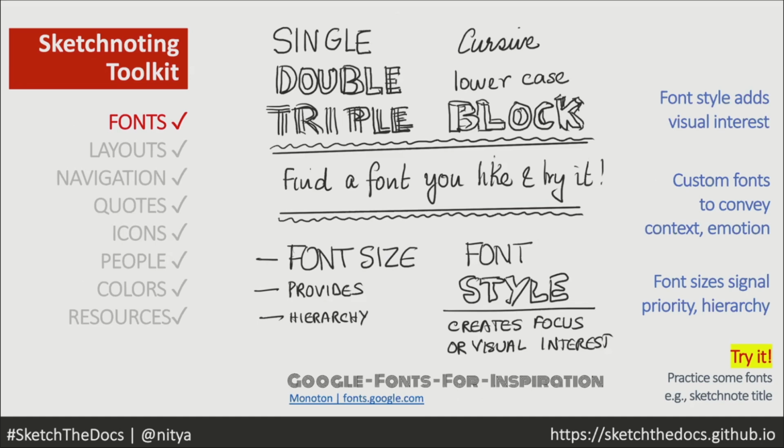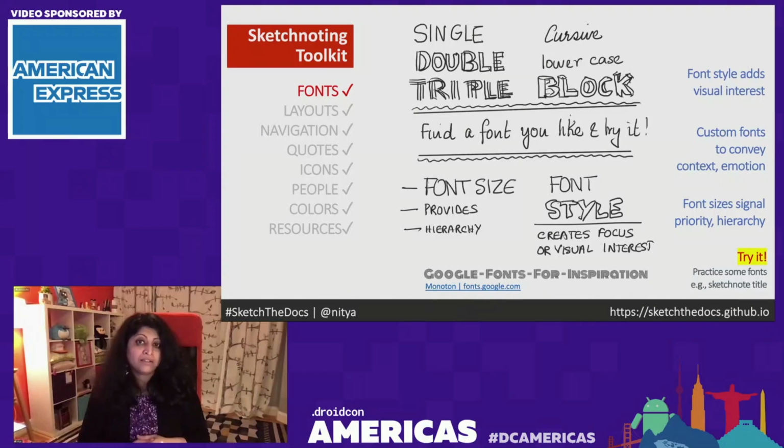So here are some examples of font styles, right? You can have uppercase, double, which is write every letter with 2 lines, triple, every letter with 3 lines, cursive, lowercase, a block pattern, many different styles in which you can write alphabets, right? So pick 1 or 2 that you really like and use them, keep them in your back pocket as fonts that you can use to add visual interest.